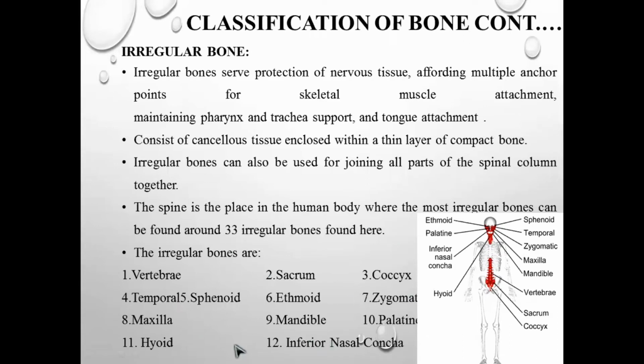Then temporal, then sphenoid, ethmoid, then zygomatic, maxilla, mandible, then palatine, then hyoid, then inferior nasal concha. Okay, so the inferior nasal concha, in the sense that it is connected between your nose as well as your ear. Okay, that's called the inferior nasal concha.